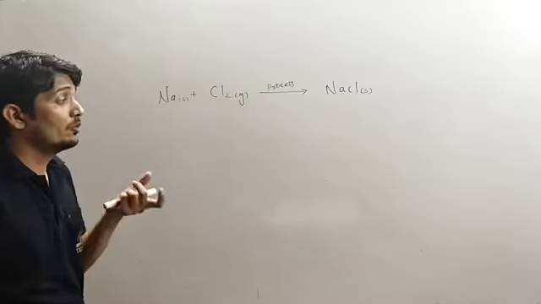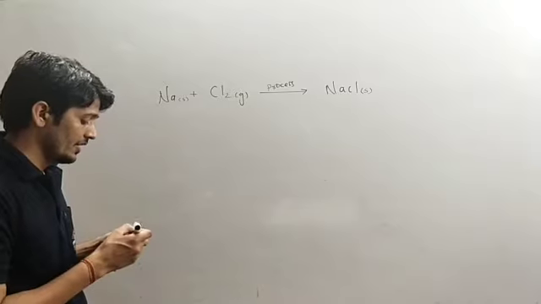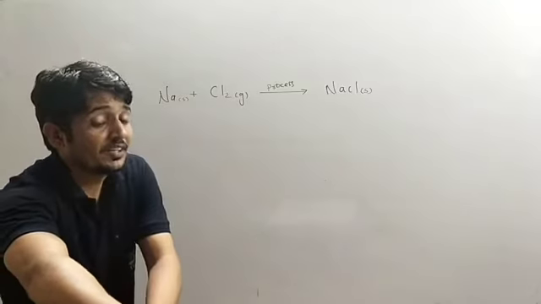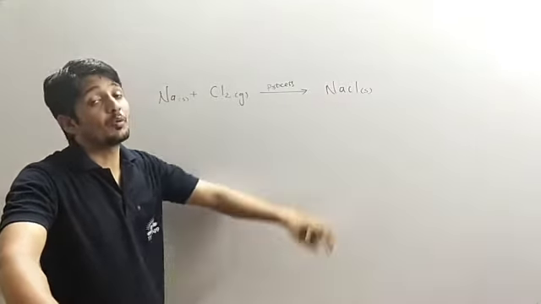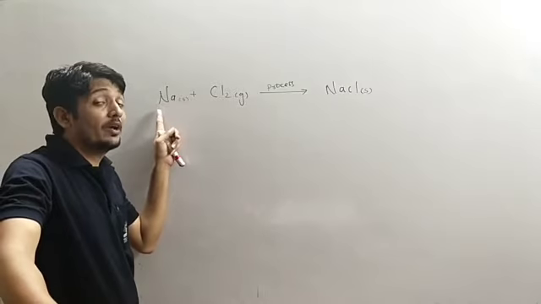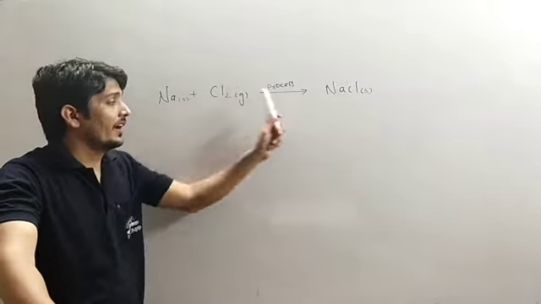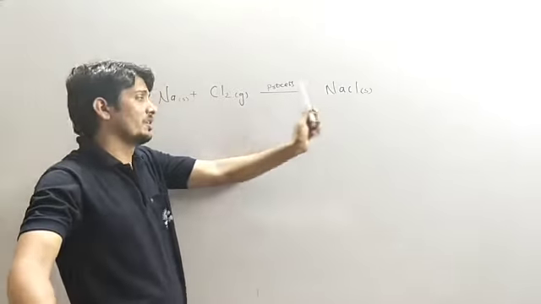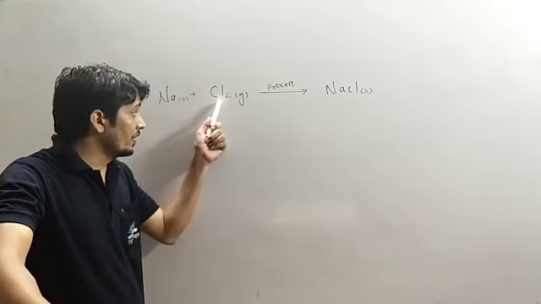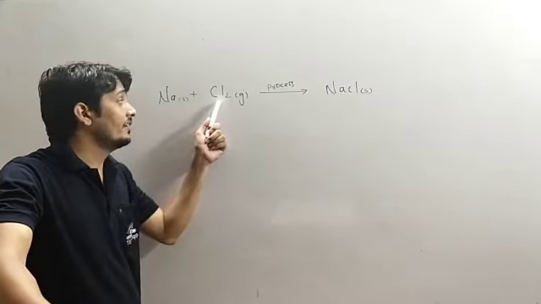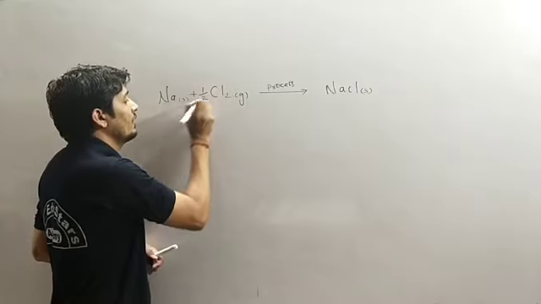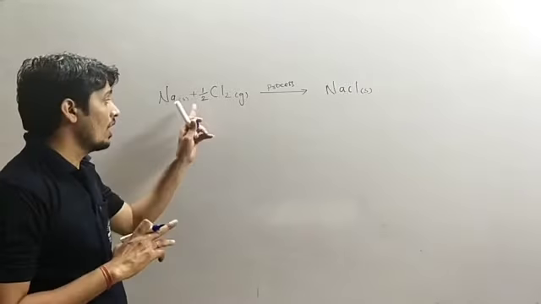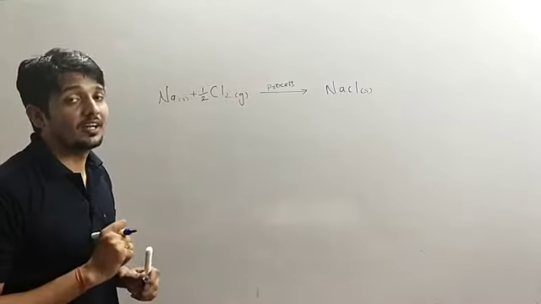Now we have to balance the reaction first. How do we balance it? The number of atoms on the reactant side will always equal the number of atoms on the product side. On the reactant side we have one sodium, and on the product side again one sodium, so sodium is balanced. But for chlorine, we have 2 on the reactant side and 1 on the product side. So we have to reduce this 2 to 1, and for that we multiply by 1 by 2, which is half. Half of Cl2 is nothing but Cl. We are talking about chlorine.